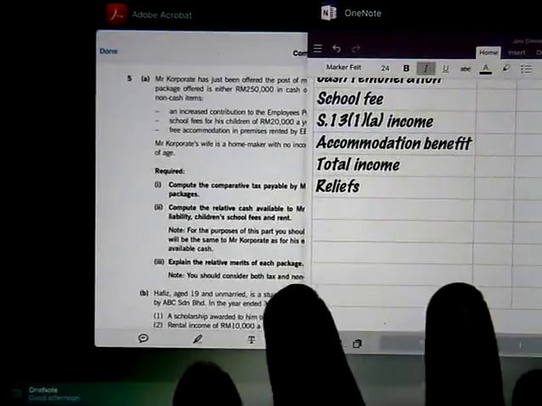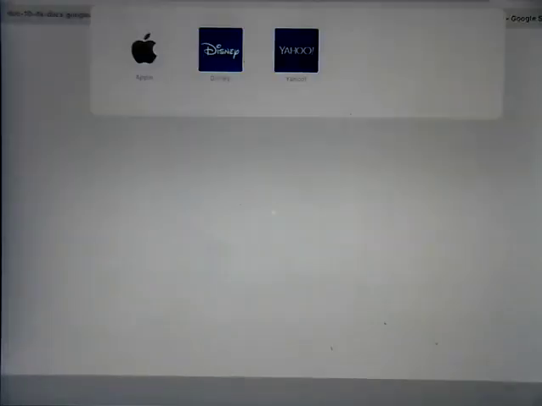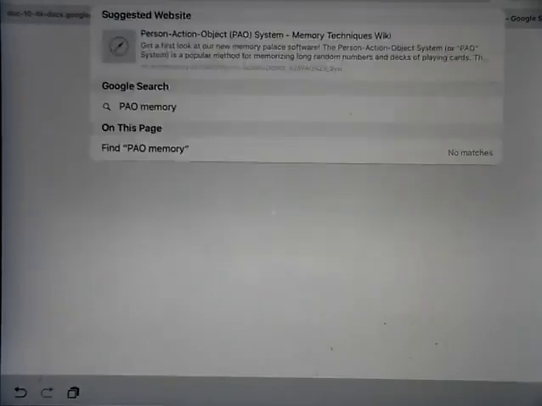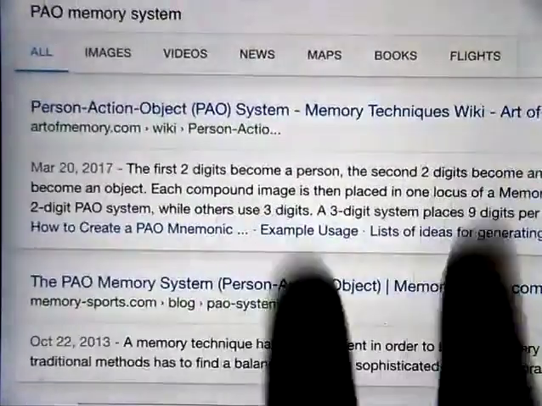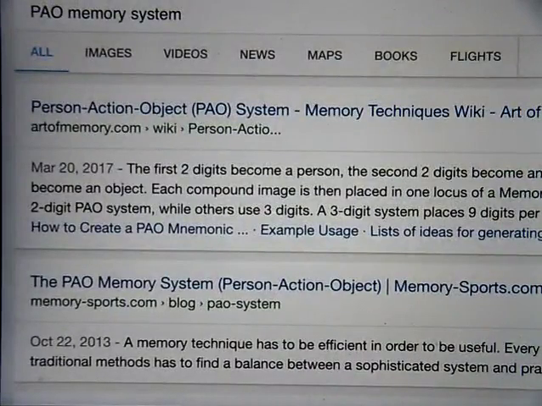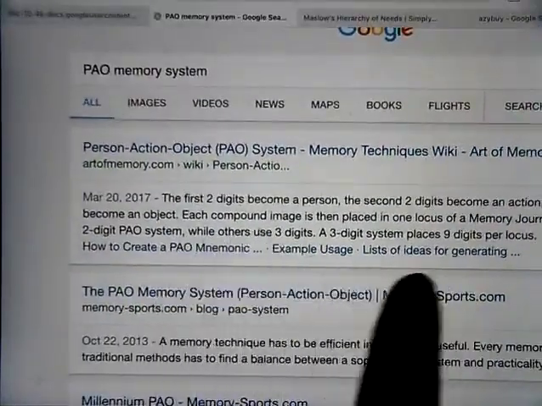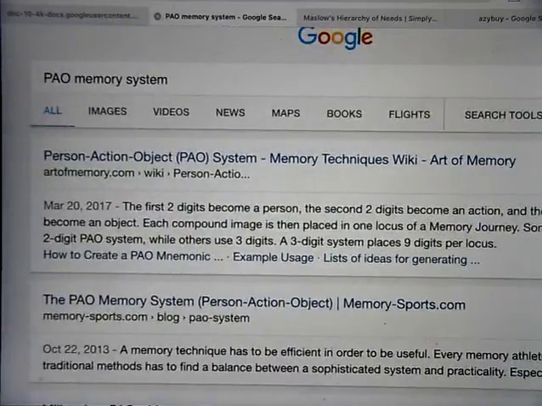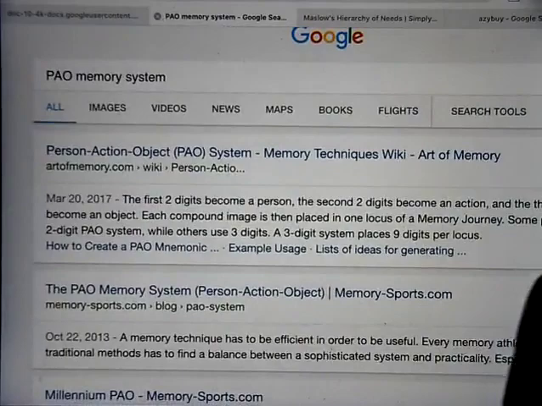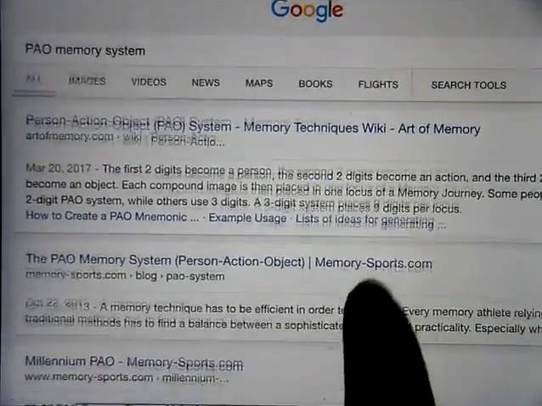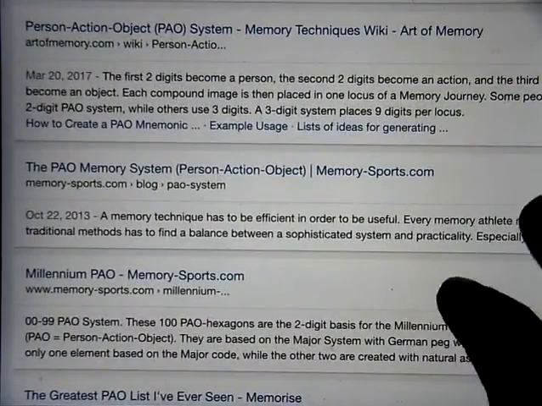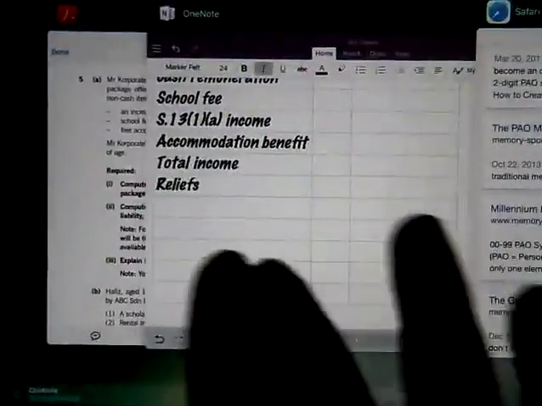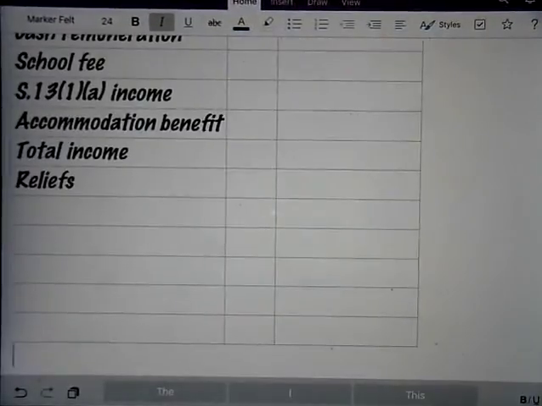Let me see, I can find the POW memory system for you. I know I heard of it somewhere. It's called the Person Action Object Memory System. First two digits become person, second two digits become action, next two digits become object. Each compound image is placed in the locus of a memory journey. Damn, advanced. If you can create this system, you are a pro, you are a world prize winner. Okay, no. Too late? No, it's never too late. Probably need about a day to learn the system.